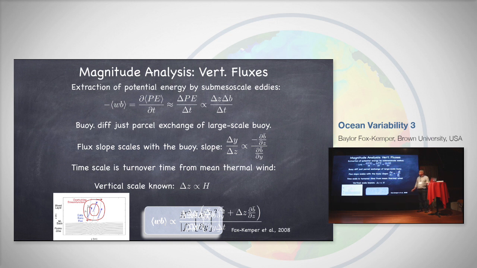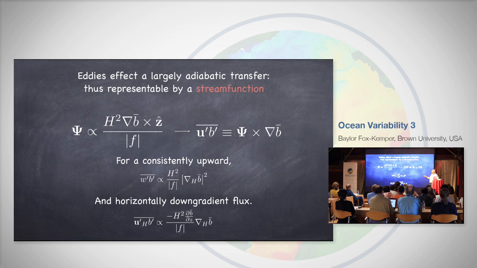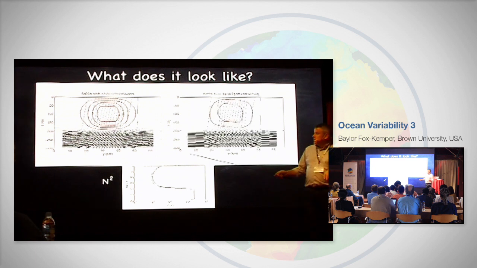So those are the ingredients that we had to get into it, and I'm running out of time, so I want to get to how this works. Then we said, okay, it's probably better to make this an overturning stream function rather than a vertical buoyancy flux, for a consistently upward and horizontally down-gradient flux. This is kind of standard stuff following Jensen-McWilliams, which is an existing mesoscale parametrization, which is a fun thing to bring along. Let me show you how it looks.